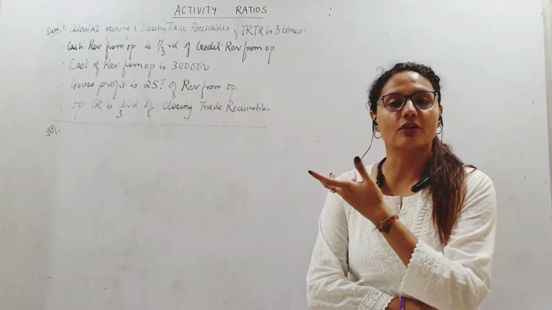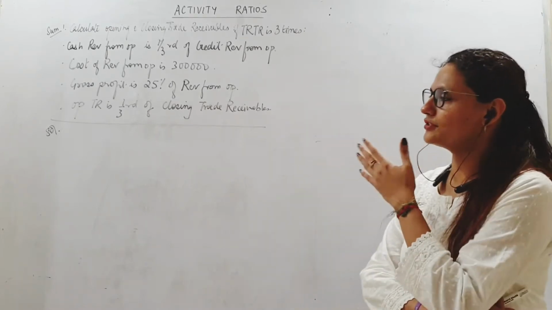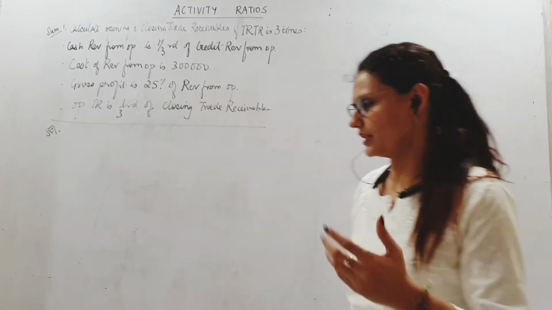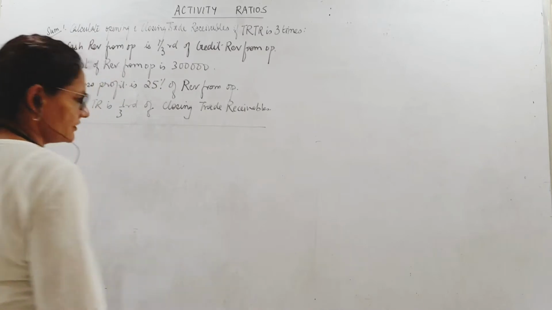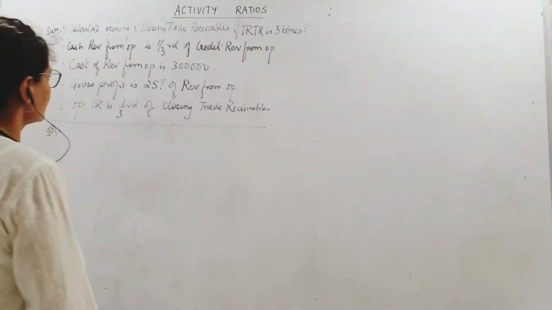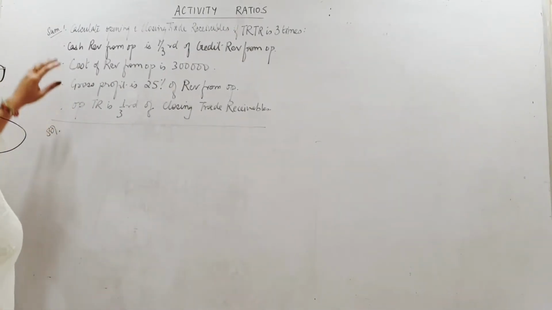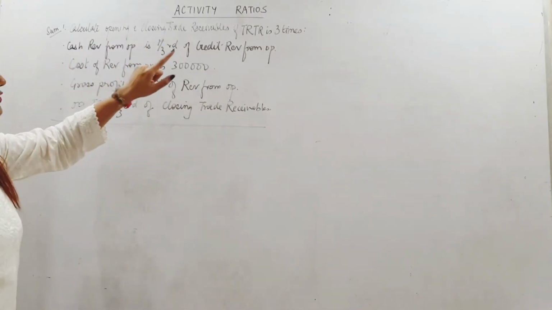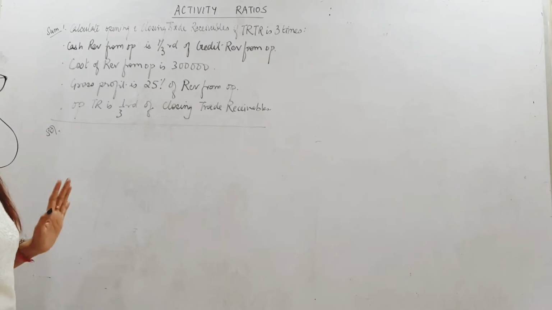Gross profit, what has gross profit got to do here? All these things you need to find out. And of course a little bit of maths, some ratio, you can use X and find out also. So let us do this. You have to calculate opening and closing trade receivables, and your trade receivables turnover ratio is given to you.